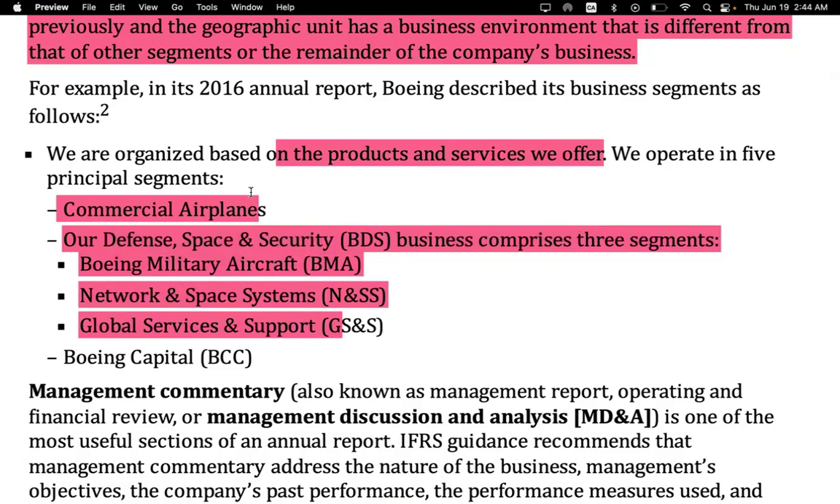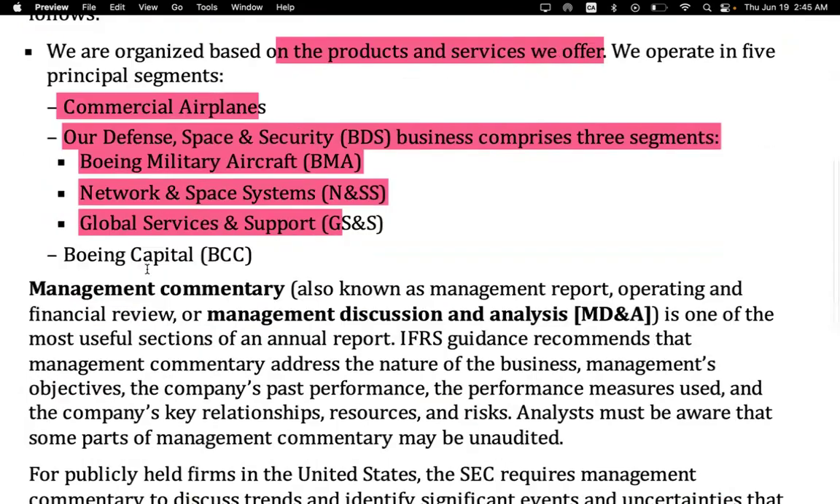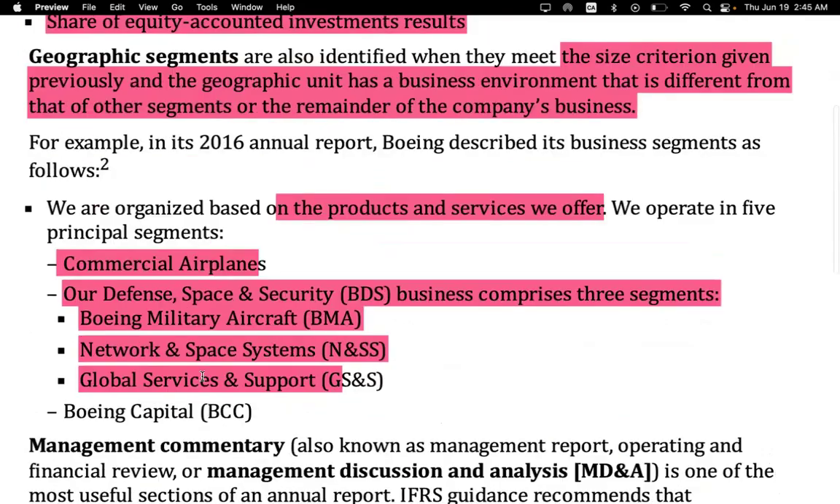Now, the revenue for commercial airplanes will look very different from military aircraft, right? The revenue will be completely different. So it's very important to report segments separately so that you can look at individual revenue, how much revenue is coming from commercial airplanes, how much revenue is coming from military aircraft. And then you have management commentary.